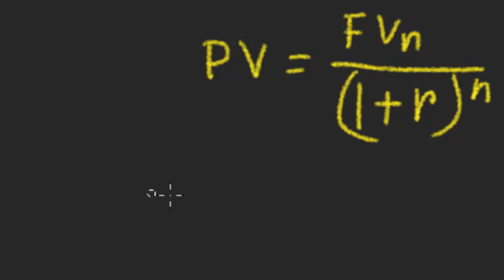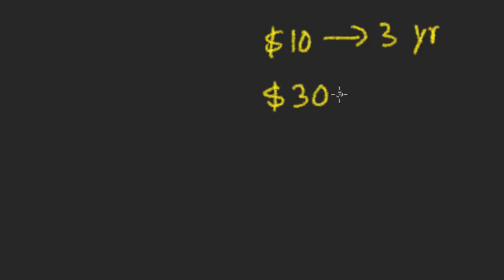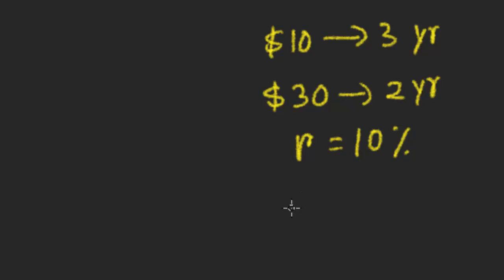For an example, let's say that we will receive $10 in 3 years, at the end of the third year, and $30 at the end of year 2. And our discount rate is 10%. Now, what is the present value of these two future cash flows?